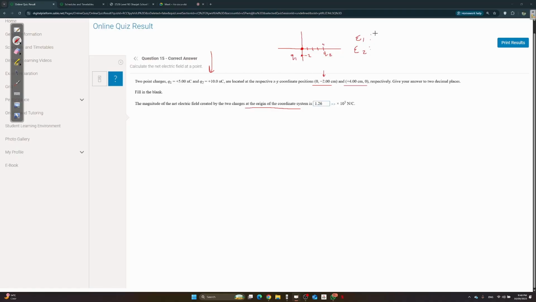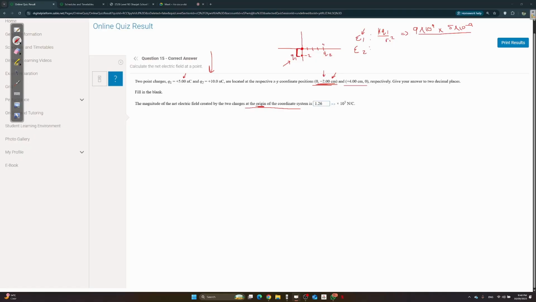All you have to do is use the formula for the electric field. You have the charge, you want to find the electric field, and you have the distance, they gave you the coordinates. So E1 will be K Q1 over R1 squared, with respect to the origin, so with respect to 0, 0. K is always 9 times 10 to the 9. Q1 is 5 times 10 to the minus 9, over R1 squared.